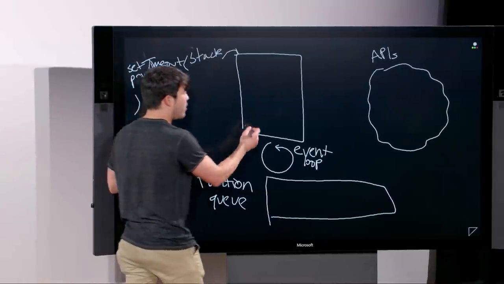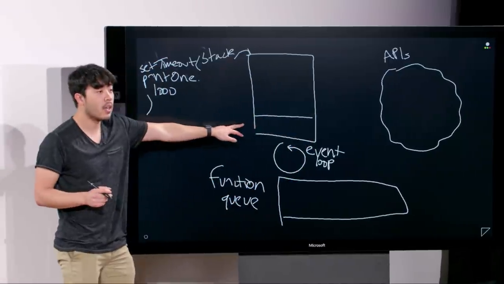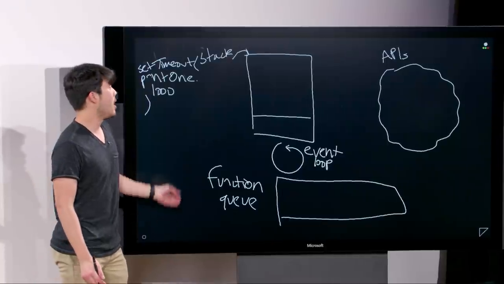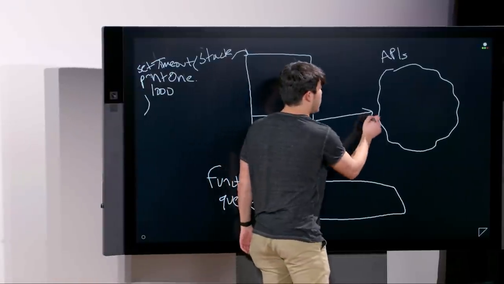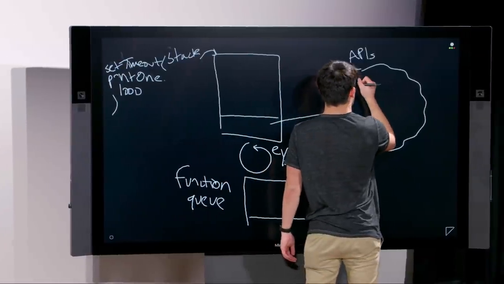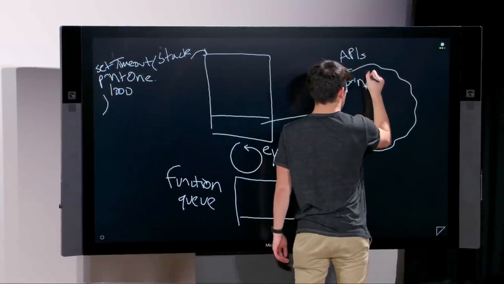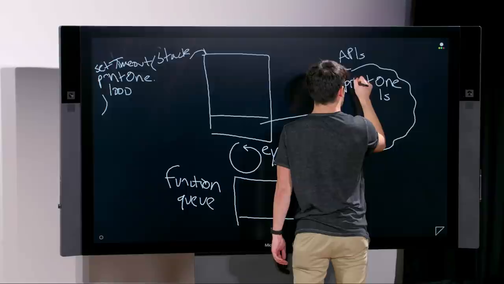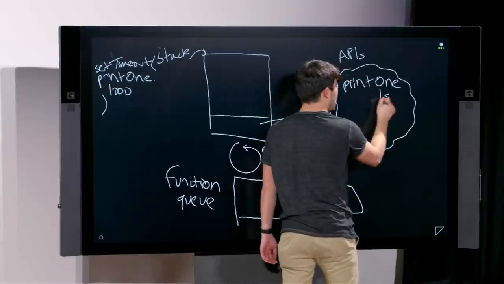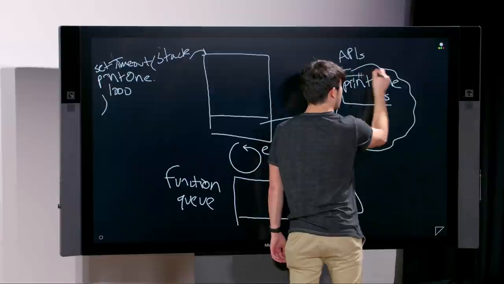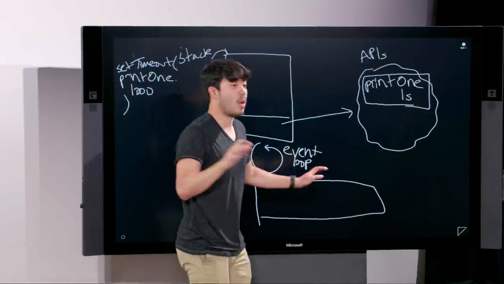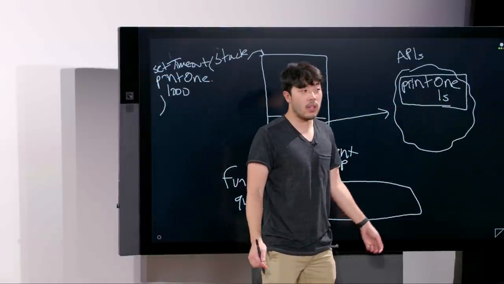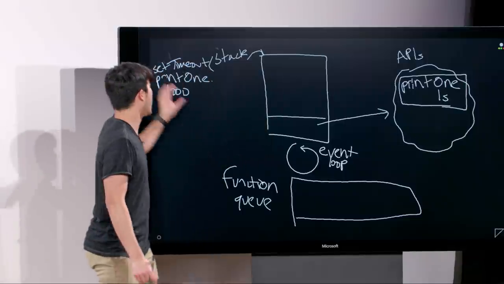set timeout of print 1 for 1,000 milliseconds gets tossed on the stack here. And set timeout is actually one of those asynchronous functions that gets handled by the browser. And so that gets tossed over here. And so that's print 1, in 1 second. The browser is the thing that handles keeping track of the seconds until print 1 should get executed. And then the function queue says, OK, I executed that line of code.